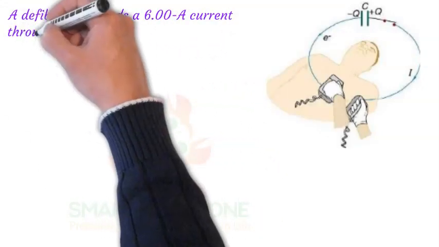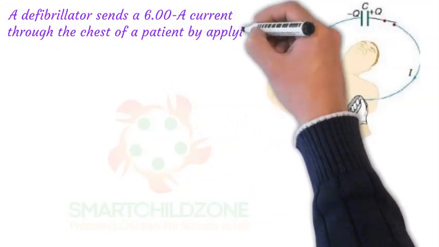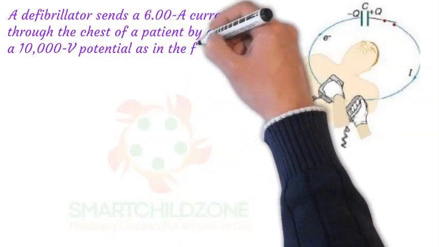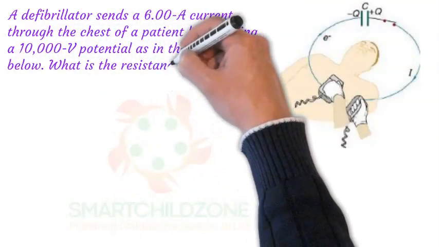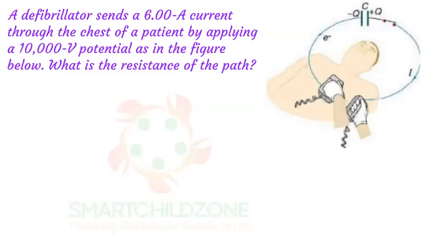A defibrillator sends a 6.00 amp current through the chest of a patient by applying a 10,000 volt potential as in the figure below. What is the resistance of the path?